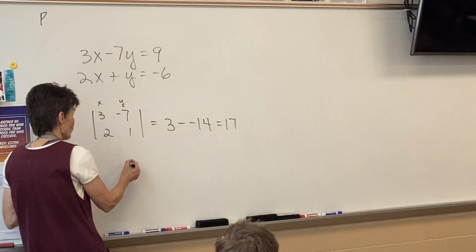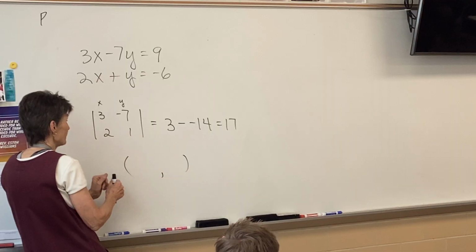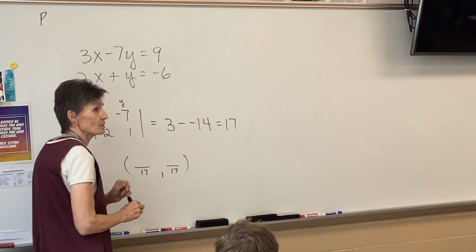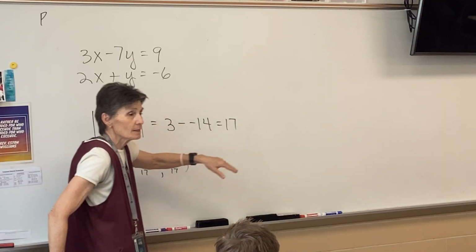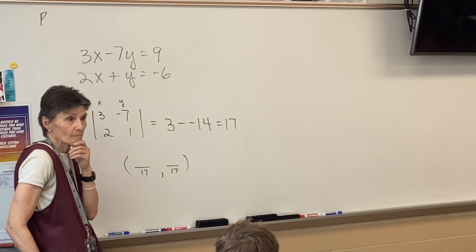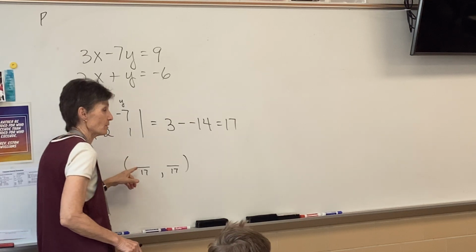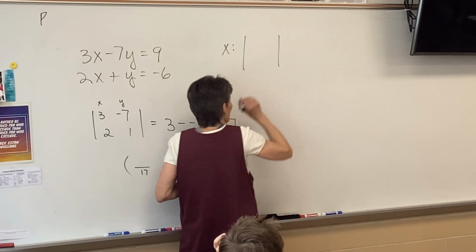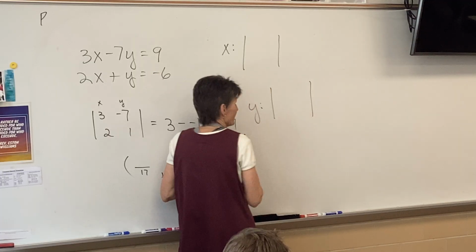Whatever the answer works out to be, and it's going to be an ordered pair, an x and a y, they're going to be fractions, and the denominator is going to be 17. So that is the denominator of your x and your y. Now what about the numerators? Well, your x numerator is another determinant. So is your y numerator. They're both other determinants.